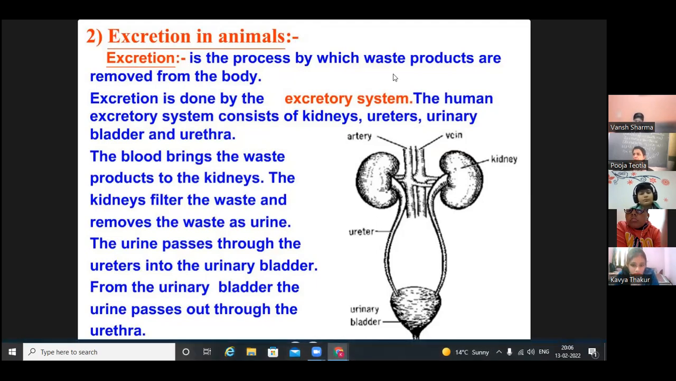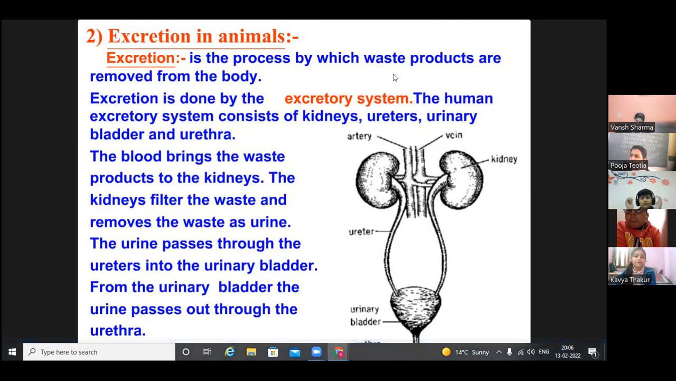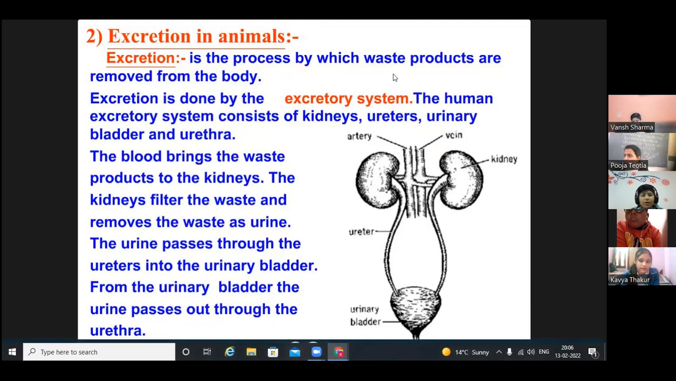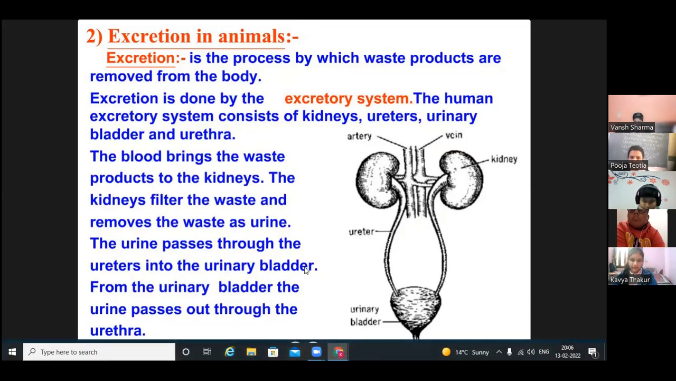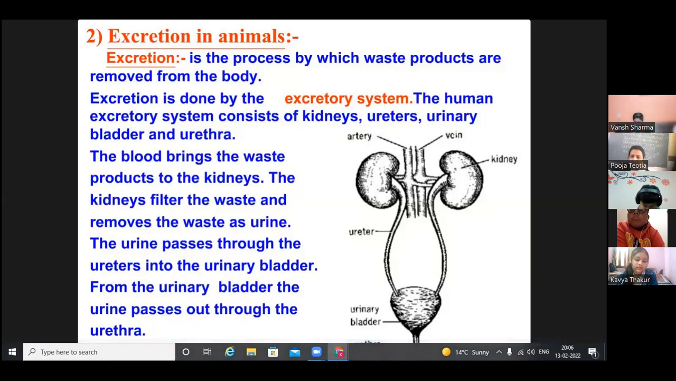For excretion of the body, there is a different system in our body, which is known as the excretory system. Plenty of systems are there: nervous system, circulatory system, digestive system, respiratory system. For each and every function, there is a different system. So for the removal of the wastage from our body, there is an excretory system. The excretory system consists of kidneys, ureters, urinary bladder, and urethra.